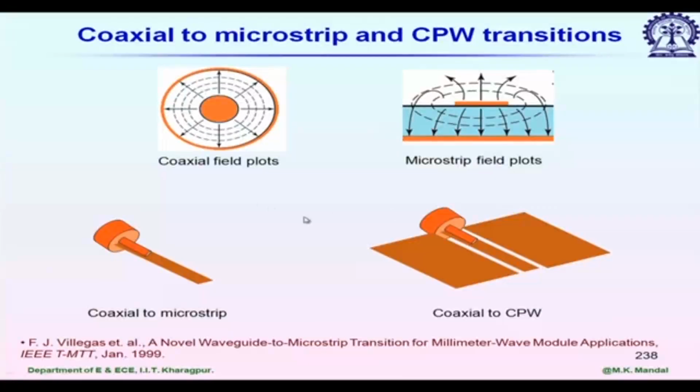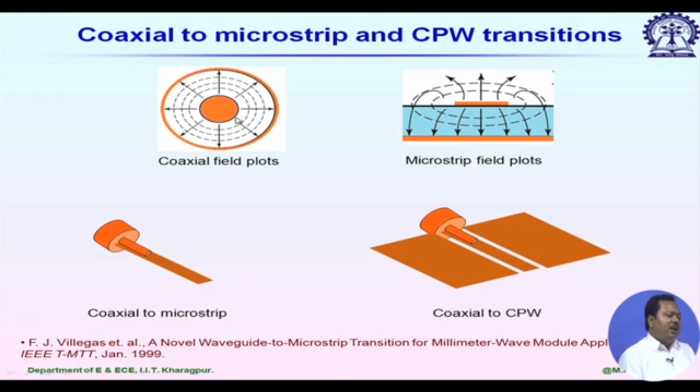So, let me give you some popular examples of these different types of transitions involving different types of guiding structures at millimeter wave frequencies. The first example is coaxial to microstrip line and coaxial to CPW transition. Frequently we use it for measurement purposes. In coaxial cable, if you recall, we always use TEM mode, we never use TE or TM mode, we want only monomode propagation.